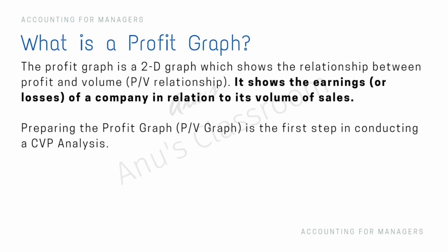The profit graph is a 2D graph which shows the relationship between the profit and volume, that is the PV relationship. It shows the earnings or losses of a company in relation to the volume of its sales. Preparing the profit graph, also called the PV graph, is the first step in conducting a CVP analysis, as we saw in the CVP analysis steps which we were discussing in the last video.